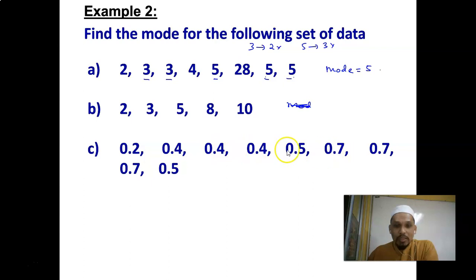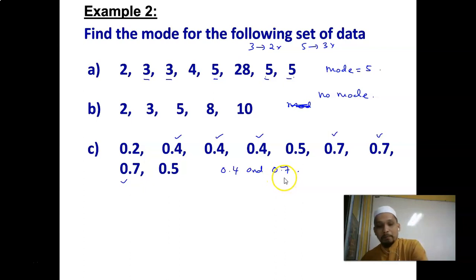0.2 appears once, 0.4 1, 2, 3. 0.5 appears once, and 2 here. 0.7 1, 2, 3. So the mode is 0.4 and 0.7. So for question B, there is no mode. Then here, the mode is equal to 5, and the mode is 0.4 and 0.7.